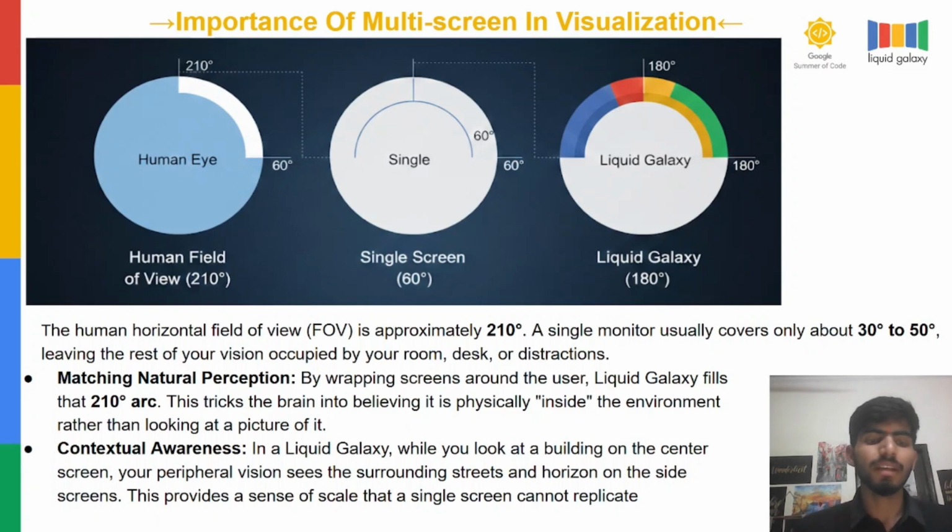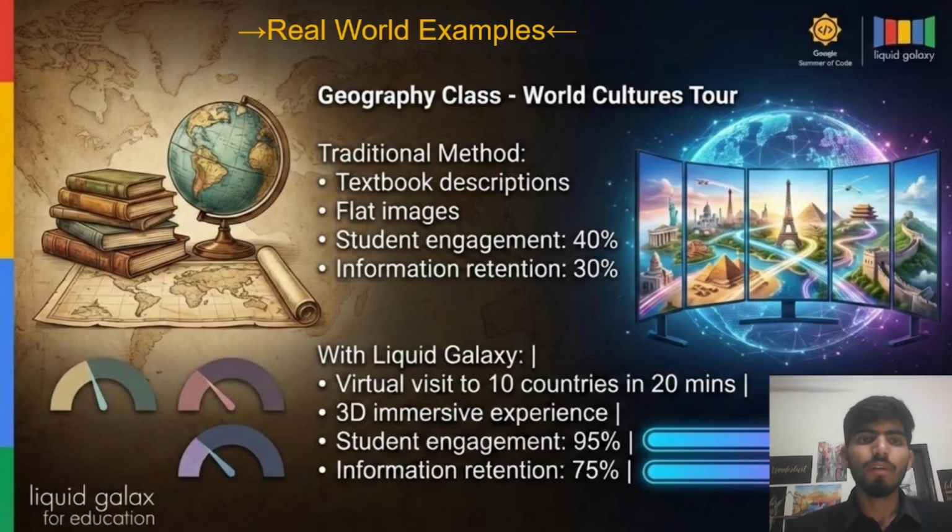So that makes, like the point mentioned here, matching natural perception. Your brain is sensing the visuals which are going in front of the eyes as real. And the second point we can see is on the peripheral vision. As I said, our peripheral vision is shifted when we are using a single screen, but with the Liquid Galaxy, our peripheral vision is not that much distracted because we are wrapped up between the screens. Now let's see some real world examples.